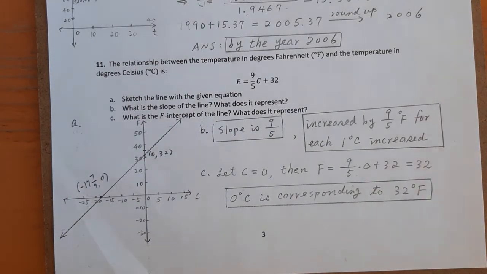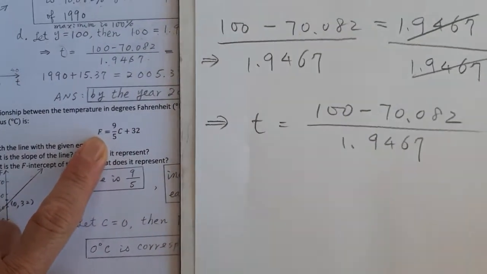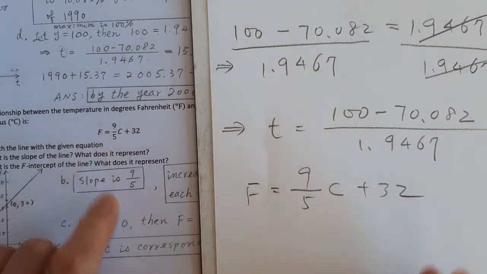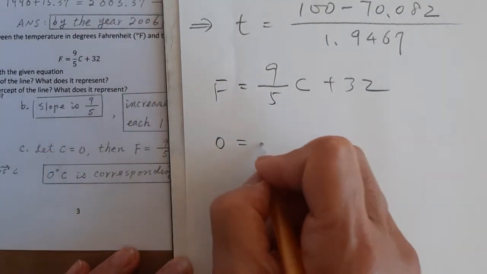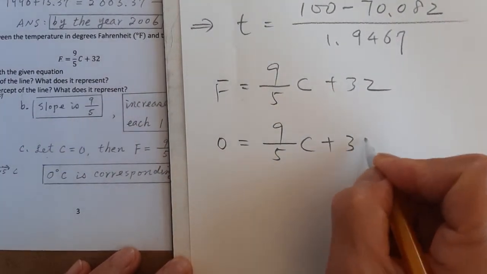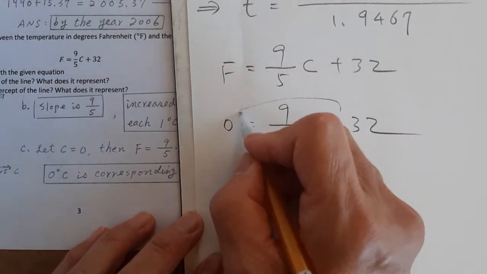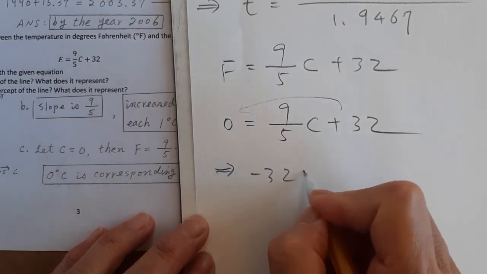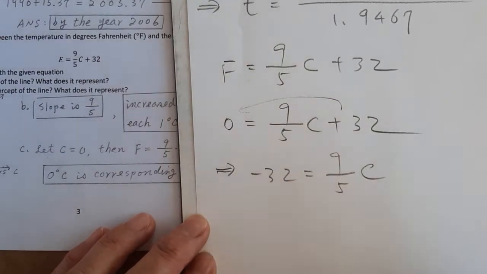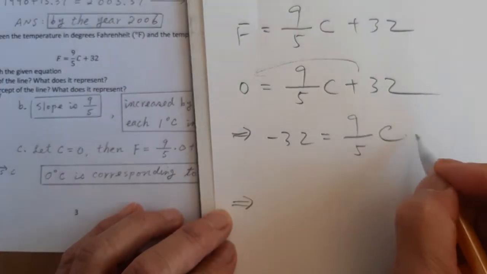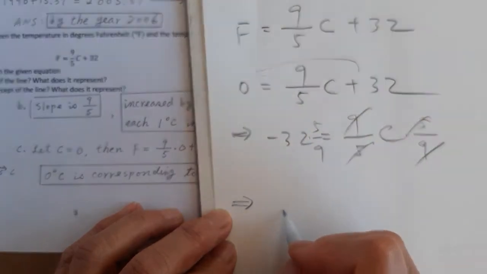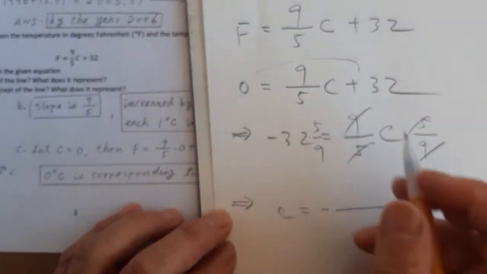And you can find out the C intercept. For the C intercept, you let F equal 0. F equals 9/5 C plus 32. You let F equal 0, get 0 equals 9/5 C plus 32. Then you move over, change the sign, minus 32 both sides. You will get negative 32 equals 9/5 C. And then times by 5/9. Cancel 5, cancel 9. So we got C equals negative 32 times 5, which is 160/9.